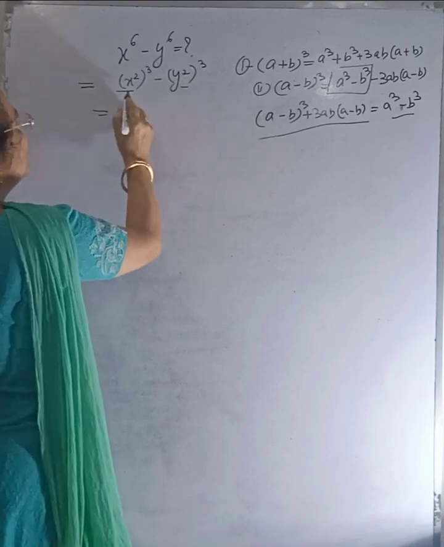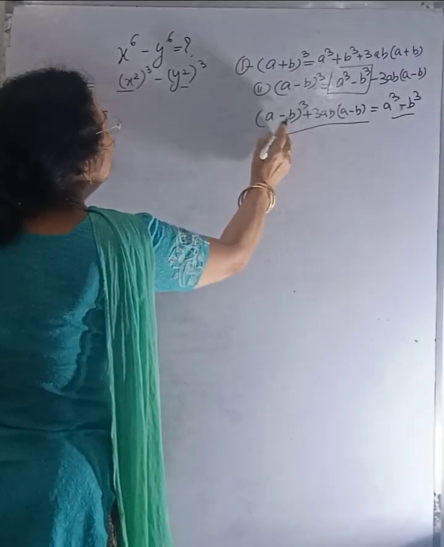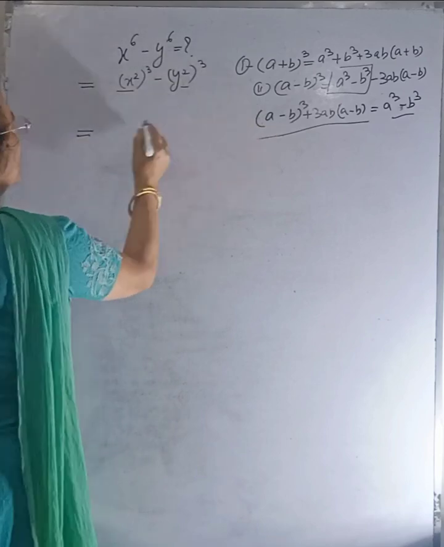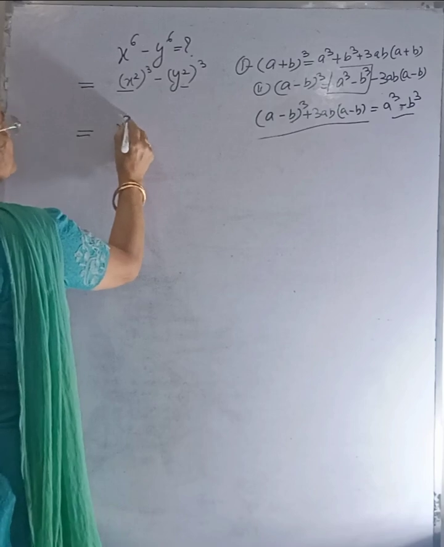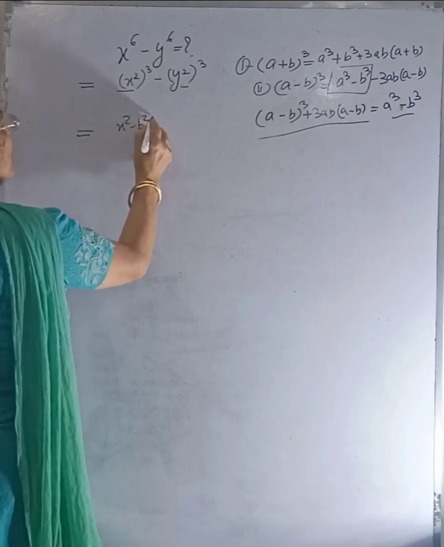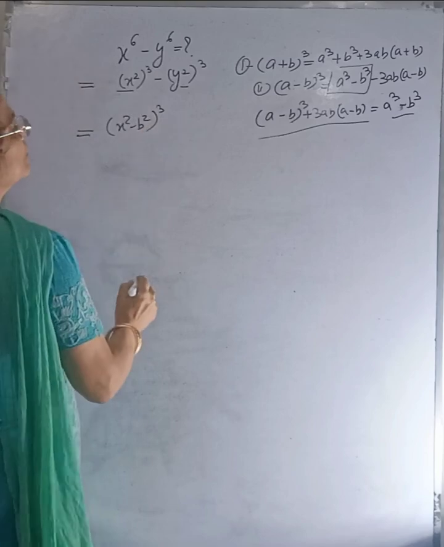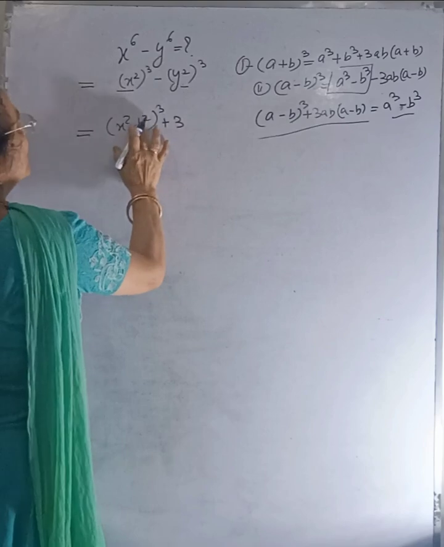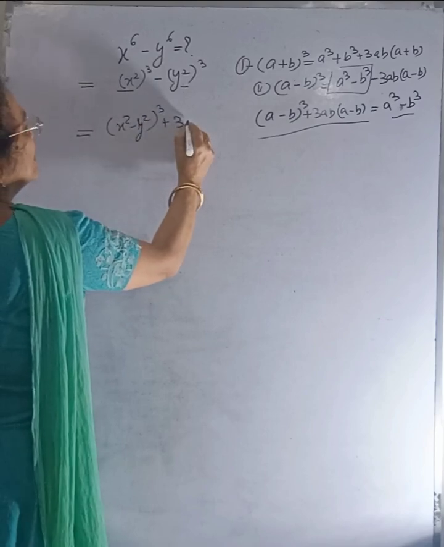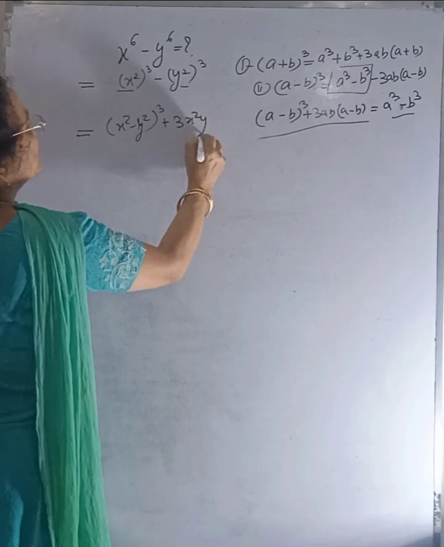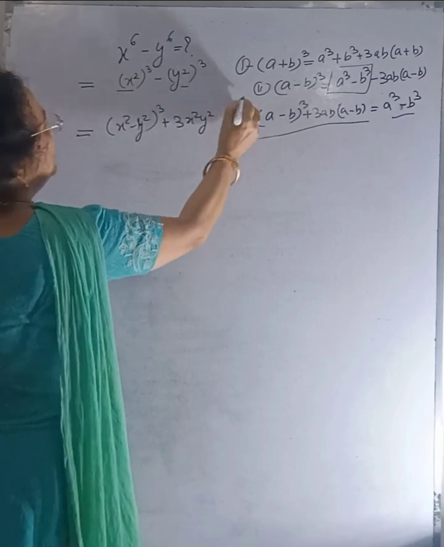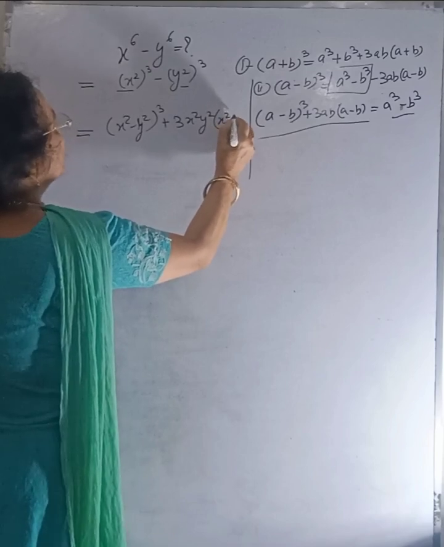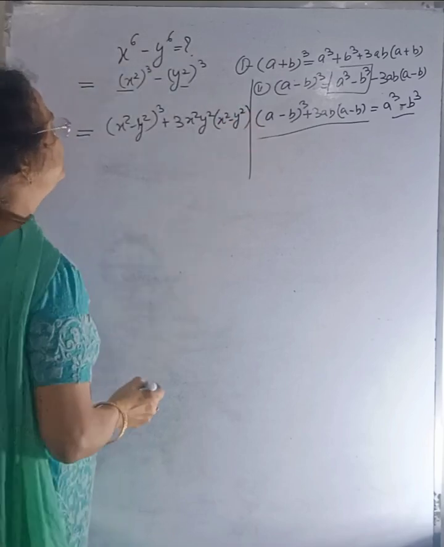In place of a, we have to put x square. In place of b, we have to put y square. It means this can be written as x square minus y square whole cube plus 3 times x square y square into x square minus y square. Okay, correct.